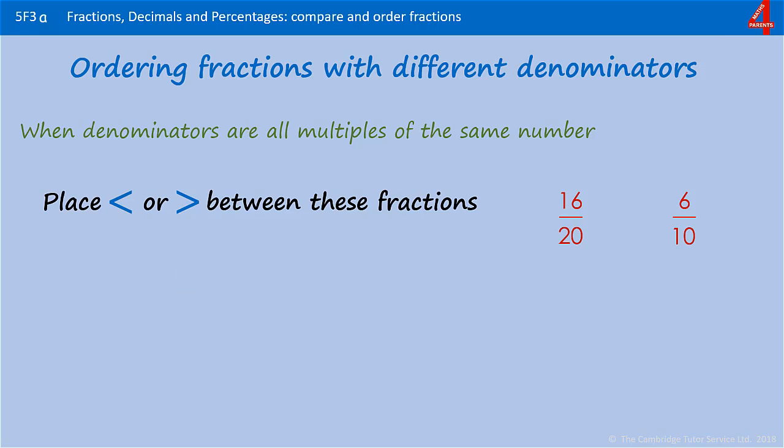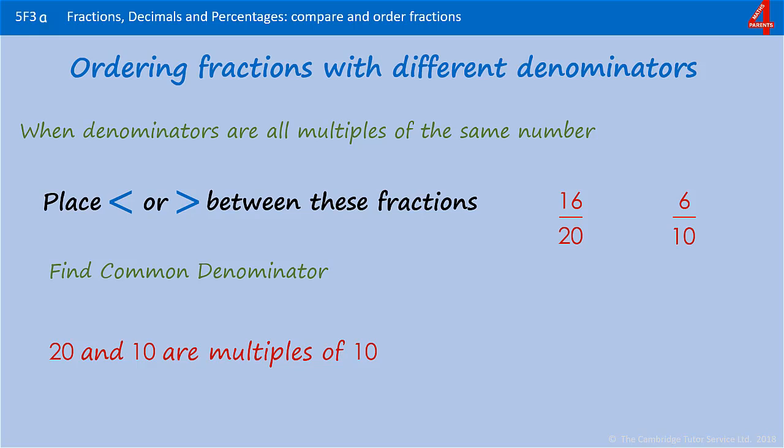When the denominators are different, sometimes it can be difficult to do a comparison, so we need to make the denominators the same. We need to find a common denominator. We need to find a number that both can be divided by, or a number that both will go into. If you remember multiplication facts and your factors and multiples facts, you will know that 10 is a factor of 20. 10 and 20 are multiples of 10.